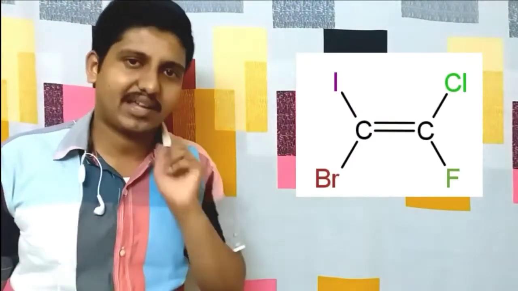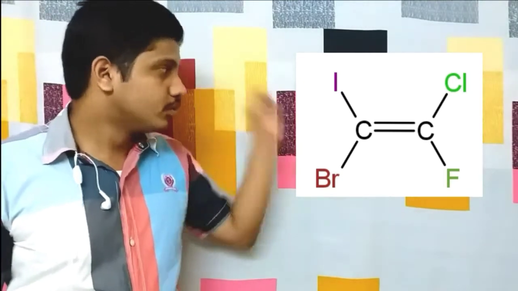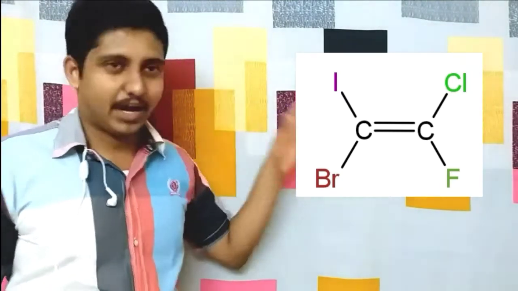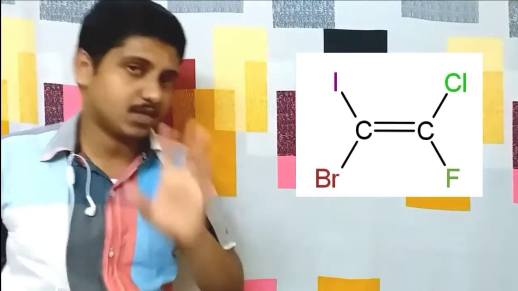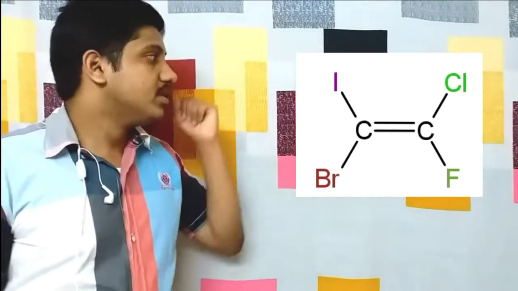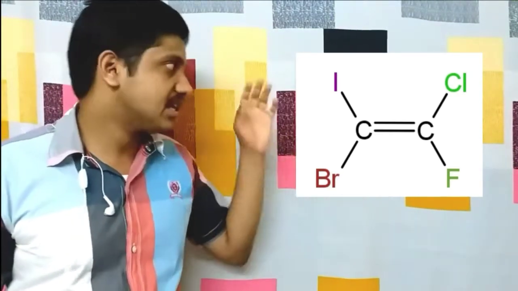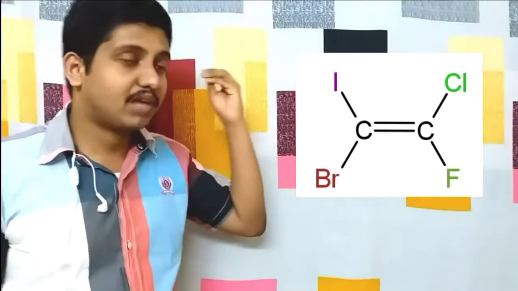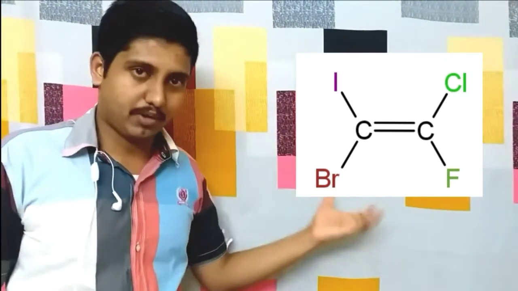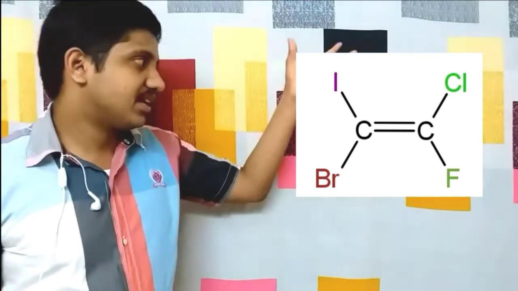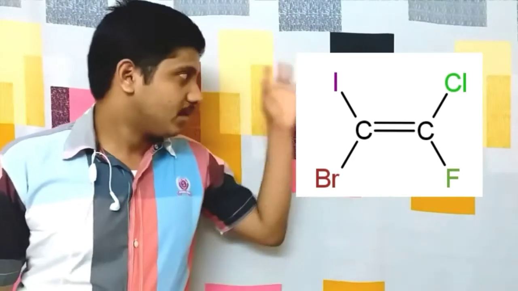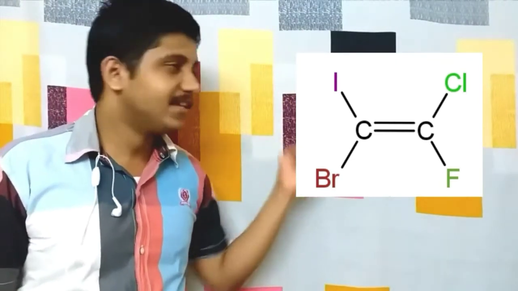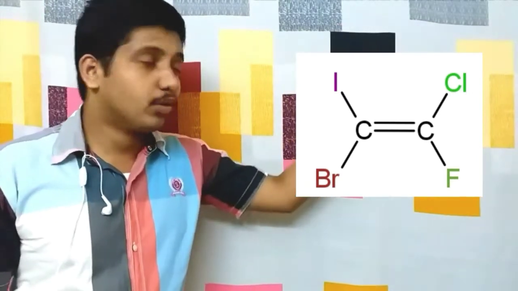Let's make it clear by using an example, that is, we can take the case of 1-bromo-2-chloro-2-fluoro-1-iodoethene, that is, all 4 are different halogens. How do we know which priority to give, and how to name the isomers of this particular compound? First of all, let's take the case of this particular arrangement. Here the first carbon has bromine and iodine in it, and the other carbon has fluorine and chlorine in it.